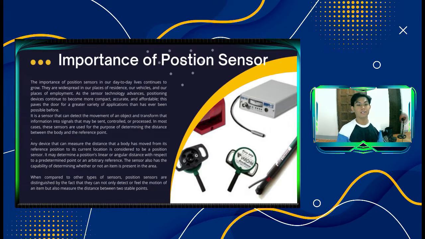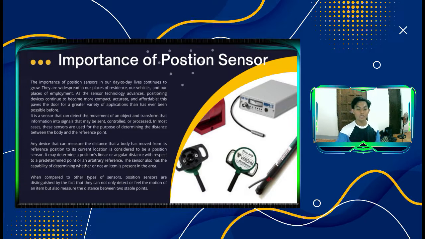What is the importance of position sensors and the difference of position sensors to other sensors? A position sensor is a sensor used to detect object movements and convert them into signals which are suitable for transmission, control, or processing. This sensor is used to see the movements of an object, and then converts it into a signal.